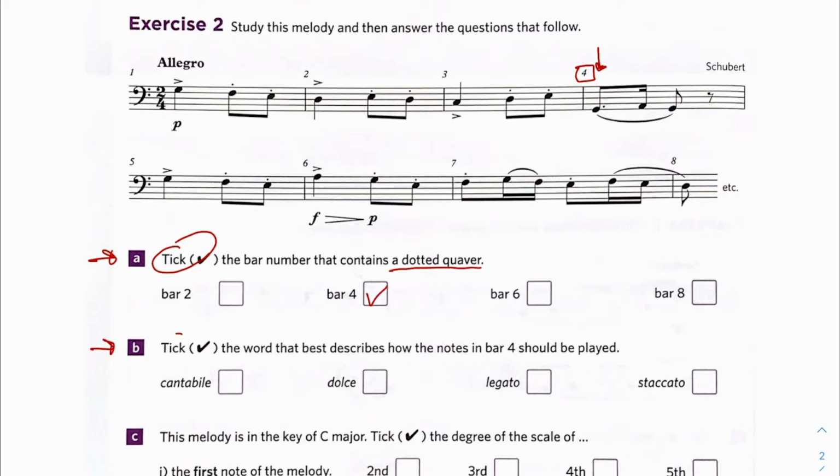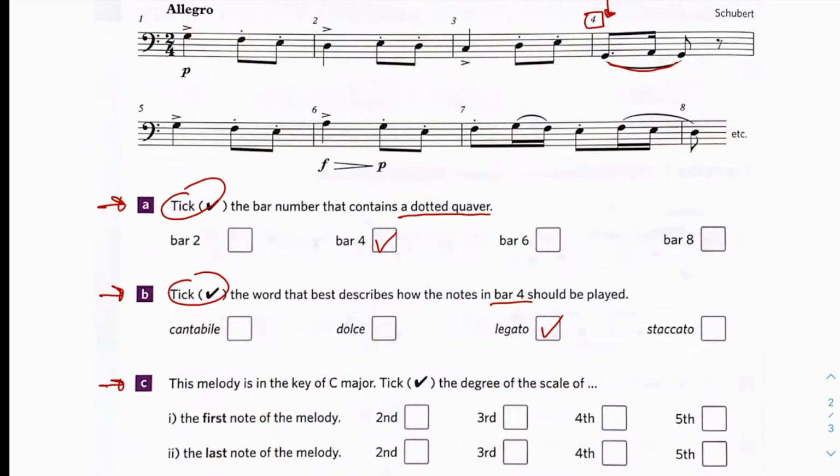Question B. Tick the word that best describes how the note in bar 4 should be played. So let's find bar 4, which we have boxed already, and we see that there is a curved line that joined up 3 notes, meaning these 3 notes are to be played as a slur or as legato.